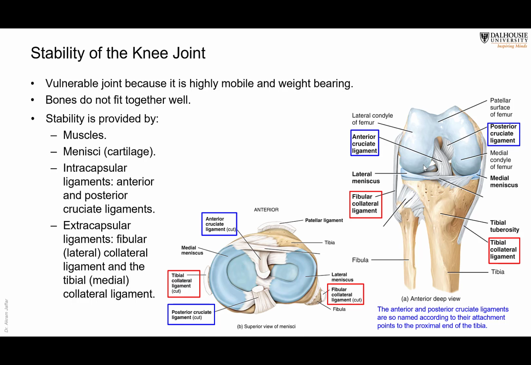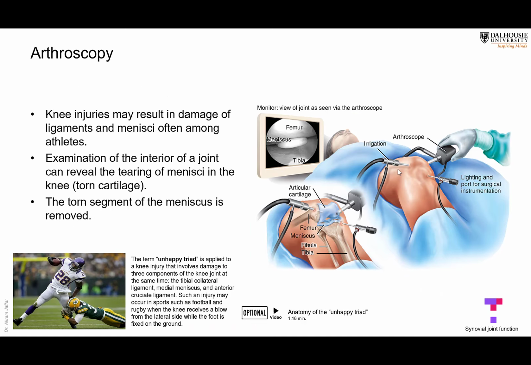That's why it's always recommended to do the exercises for this muscle in cases of injury of the knee joint, because if it's not used, then it will atrophy, and the muscle and the joint will be less and less stable. And it has extracapsular ligaments, as I mentioned, the fibular and the tibial collateral ligaments. So it has so many structures related to these joints. This joint is liable to be injured, especially in sports injuries.